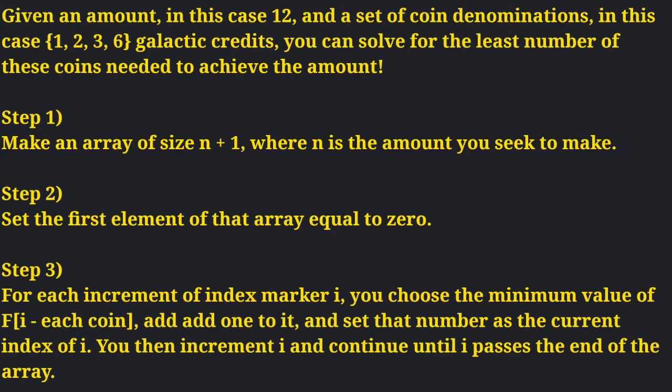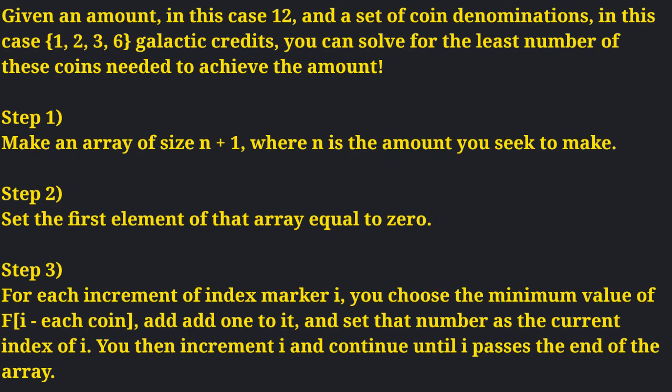You use an example scenario in which the robot must make change for 12 credits using the set of 1, 2, 3, and 6 credit coins. Given an amount, in this case 12, and a set of coin denominations, in this case 1, 2, 3, and 6 galactic credits, you can solve for the least number of these coins needed to achieve the amount.